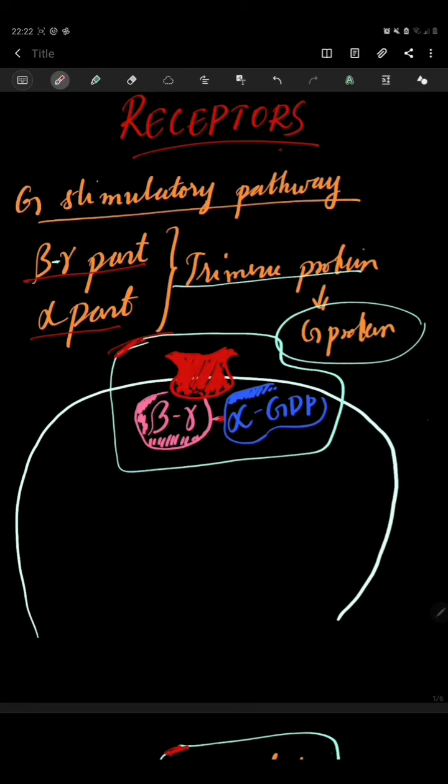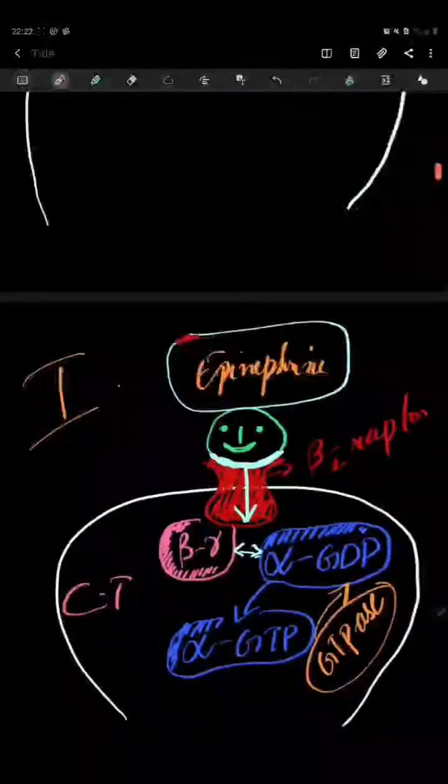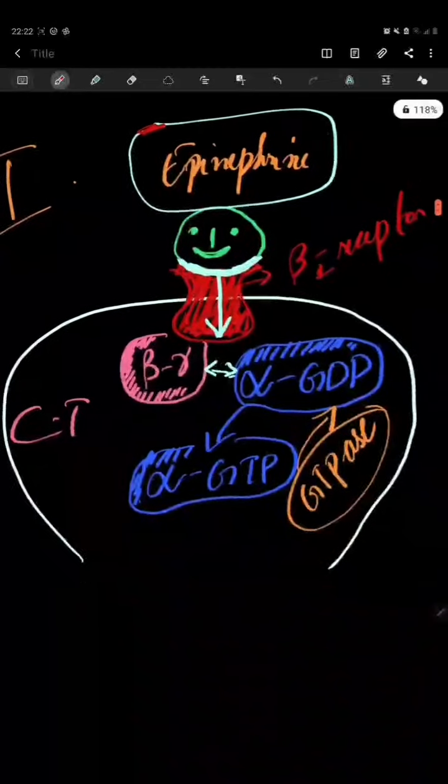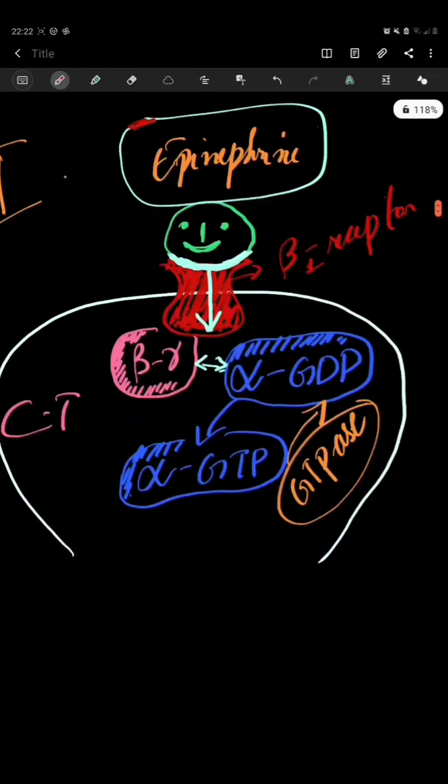So G protein is made up of a beta gamma subunit and an alpha subunit. This makes a trimeric protein. So when the beta gamma subunit is together with alpha GDP, alpha subunit, this is the inactivated form. So when this is getting activated, as I mentioned, epinephrine is one among the catecholamines which acts on the cell membrane. So let this be a beta 1 receptor, and let this be a cardiac tissue.